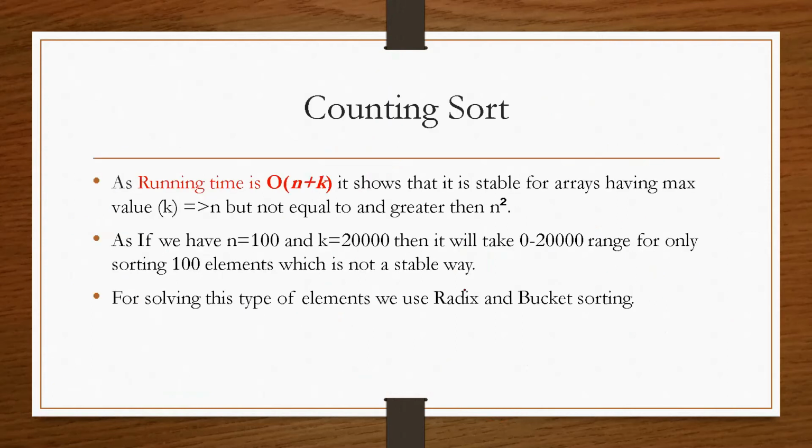For example, take an array having 100 elements and its maximum value is 20,000. For that, we will have to make a loop from 0 to 20,000, which is way bigger than our total numbers. So it is a waste of time. It is not a stable way to sort 100 elements by using a 20,000 maximum value count. For such situations, we use radix and bucket sorting.